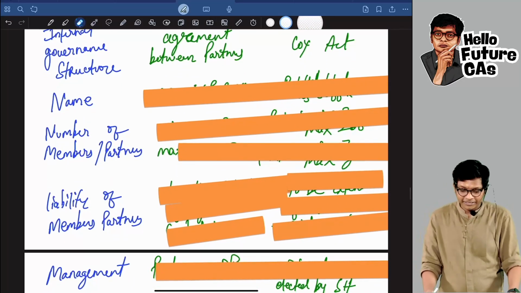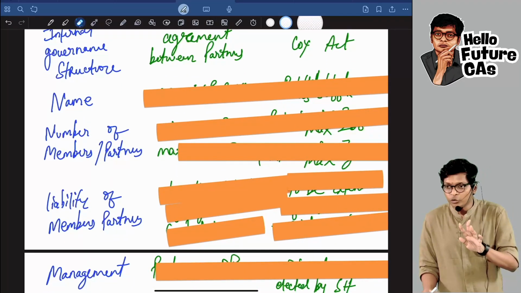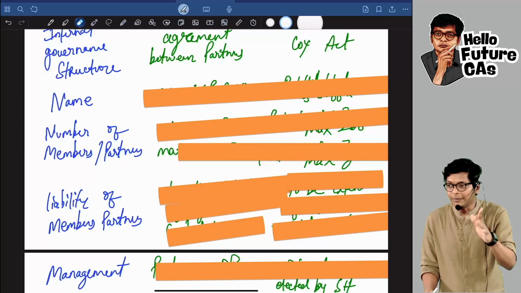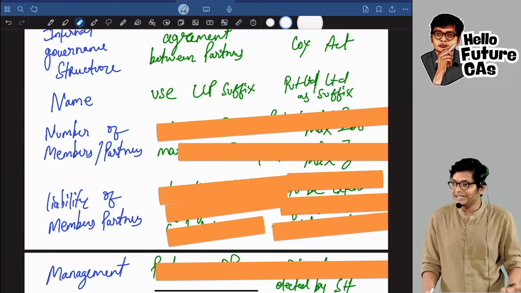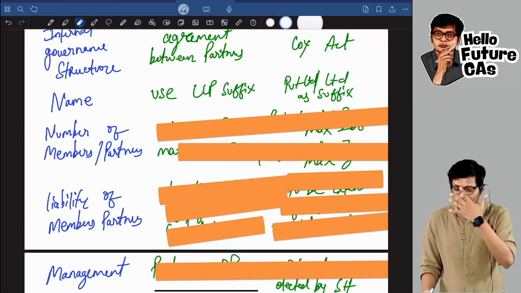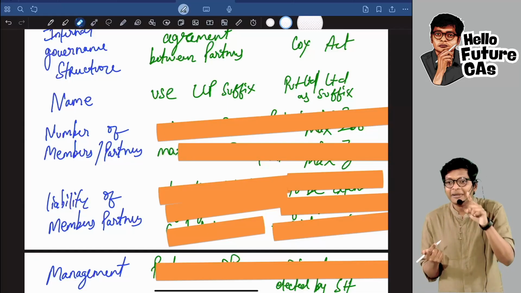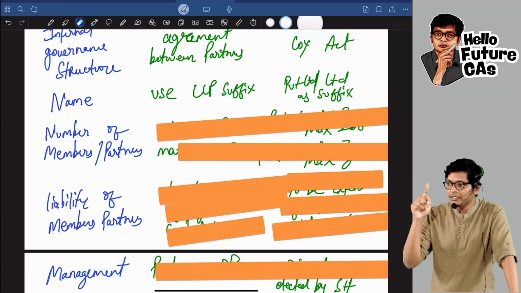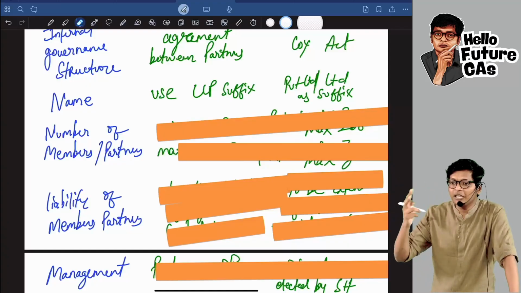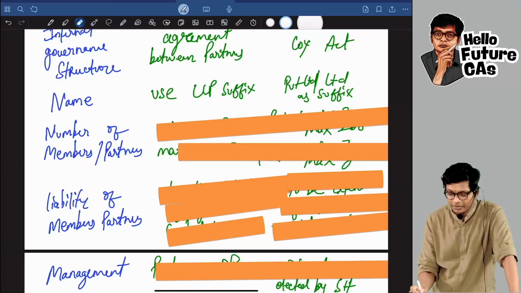Okay? Next, name. In LLP you have to use LLP as suffix. In a company you have to use private or public limited as suffix. Correct? Okay. Next, number of members. LLP minimum 2, maximum unlimited. In case of company, private minimum 2, maximum 200, public minimum 7, maximum unlimited.